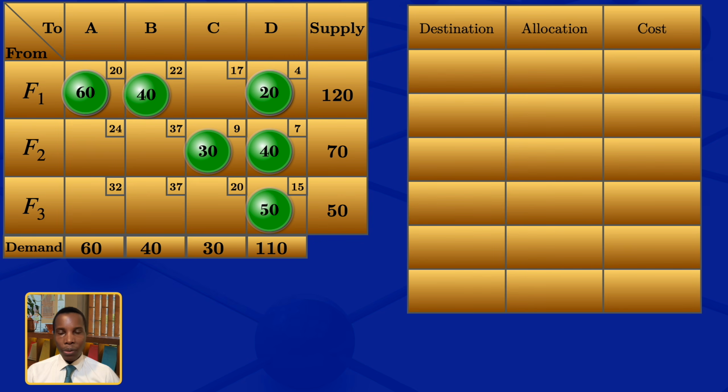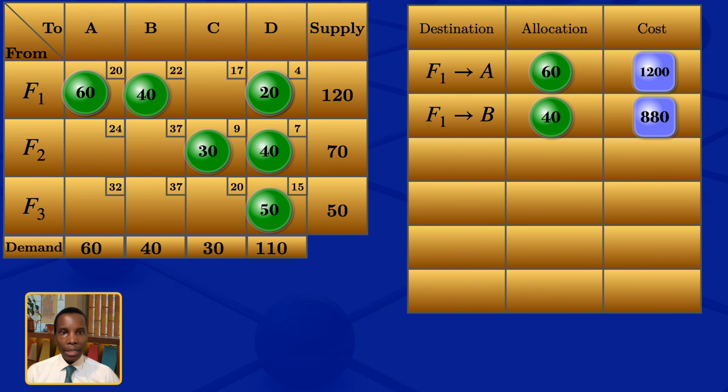So we start by looking at this one here. That's F1 to A. For F1 to A, we are allocating 60 units at a unit cost of 20. So the total cost there will be 60 times 20, which gives us a 1,200. Then we go on to the next one, cell F1 to B. We are allocating 40 units at a unit cost of 22. The cost will be 40 times 22, and that will give us an 880.